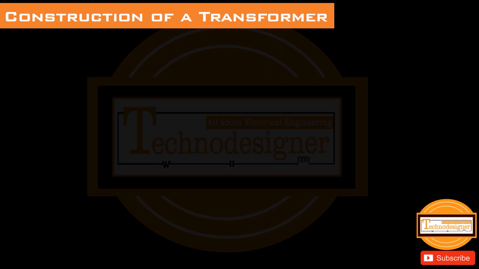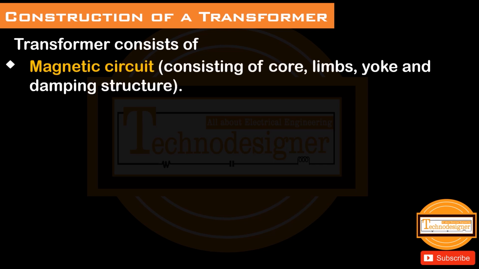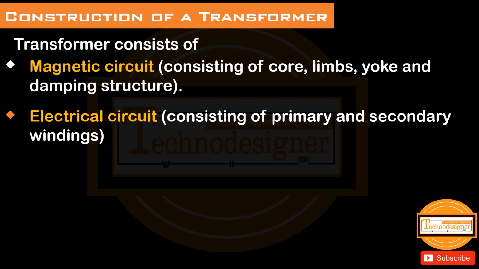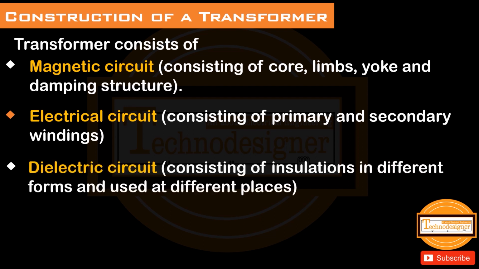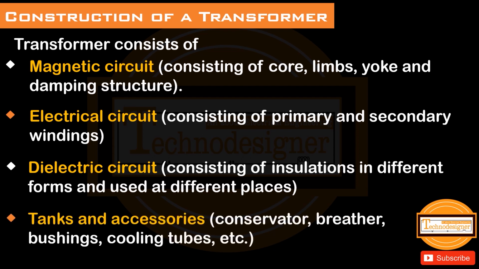Construction of a transformer. Transformer consists of a magnetic circuit, consisting of core, limbs, yoke, and clamping structure. Electrical circuit, consisting of primary and secondary windings. Dielectric circuit, consisting of insulations in different forms and used at different places. Tanks and accessories: conservator, breather, bushings, cooling tubes, etc.